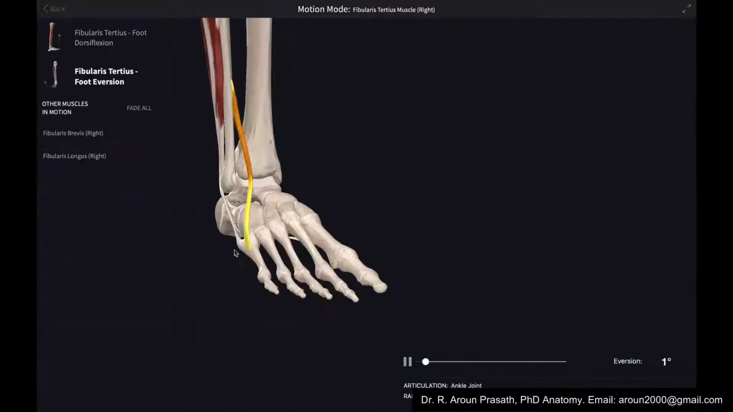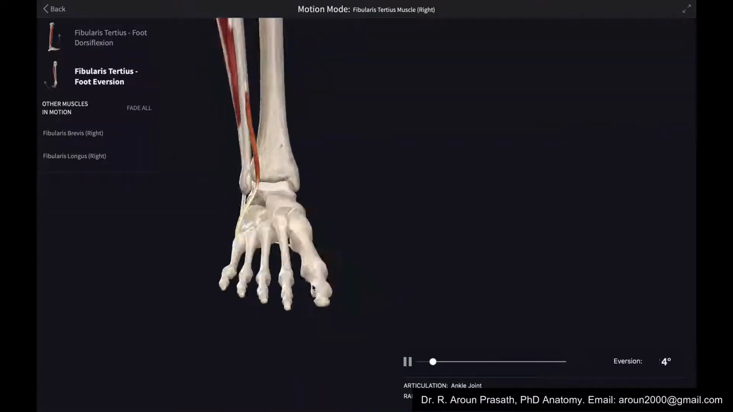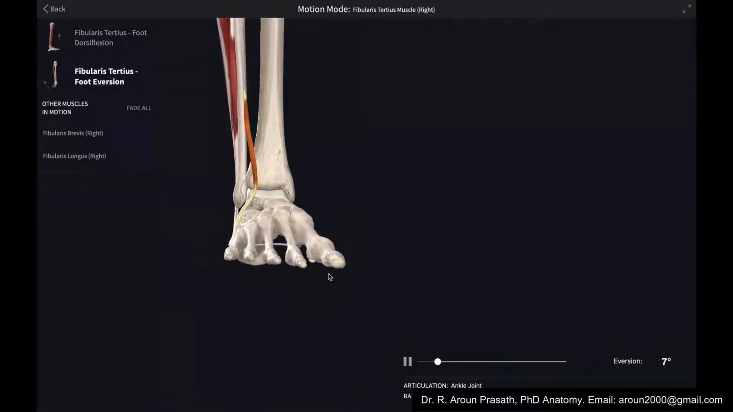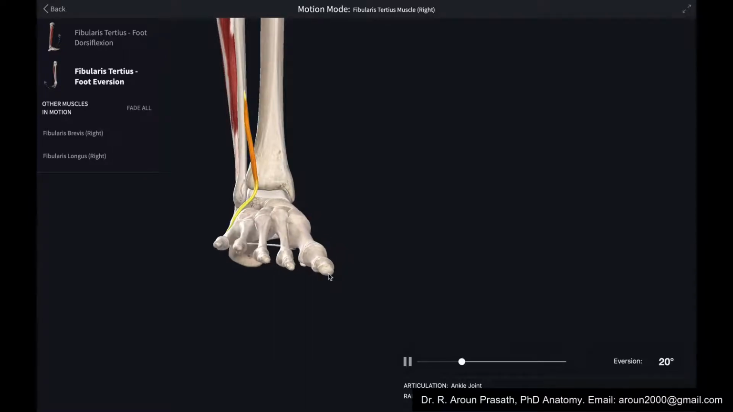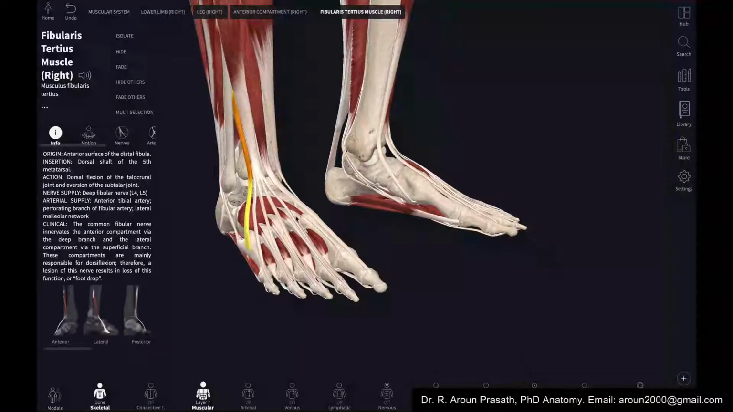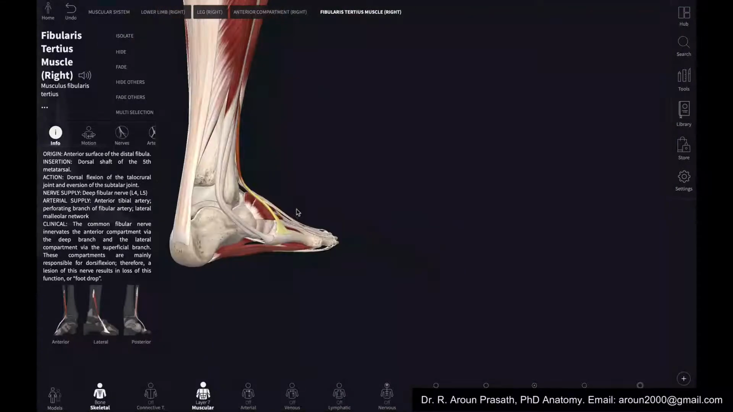Whereas this movement is called eversion of the foot, which is done by the fibularis tertius, also called the peroneus tertius, and the range of motion of eversion is around 25 degrees. Now let me go in and discuss the ligaments that are present.